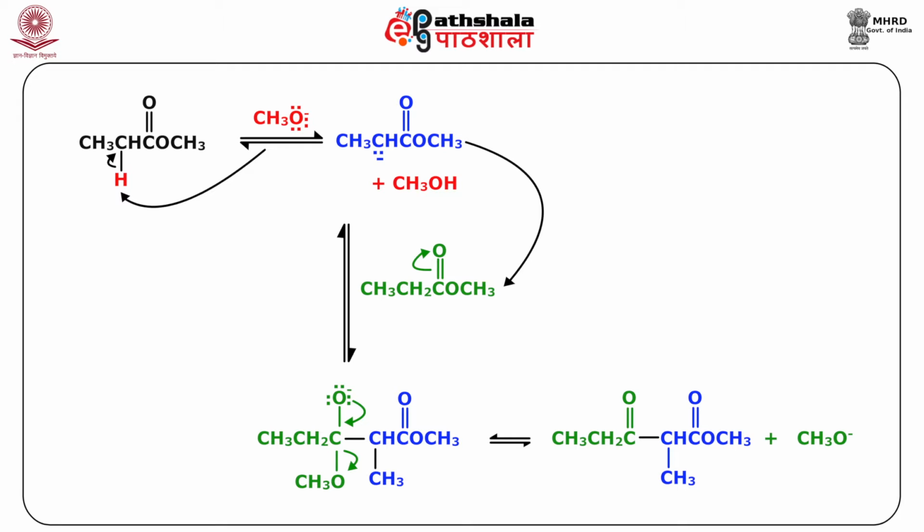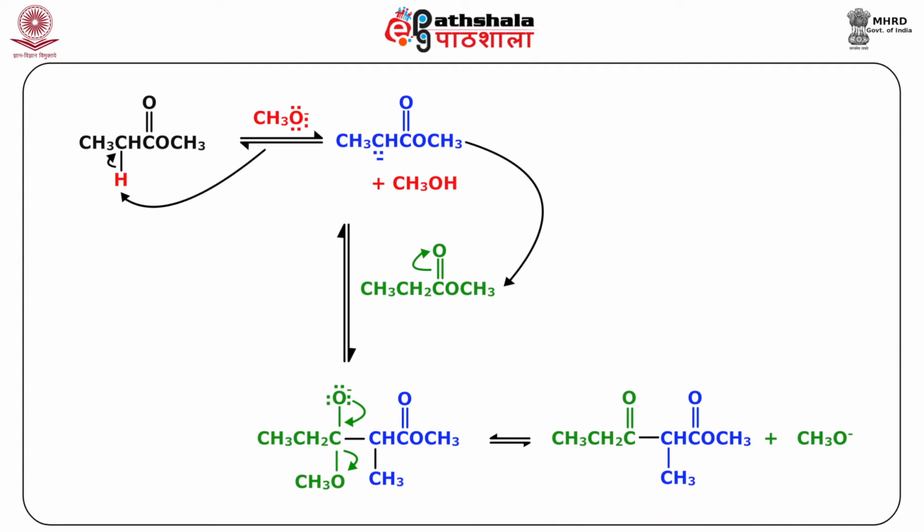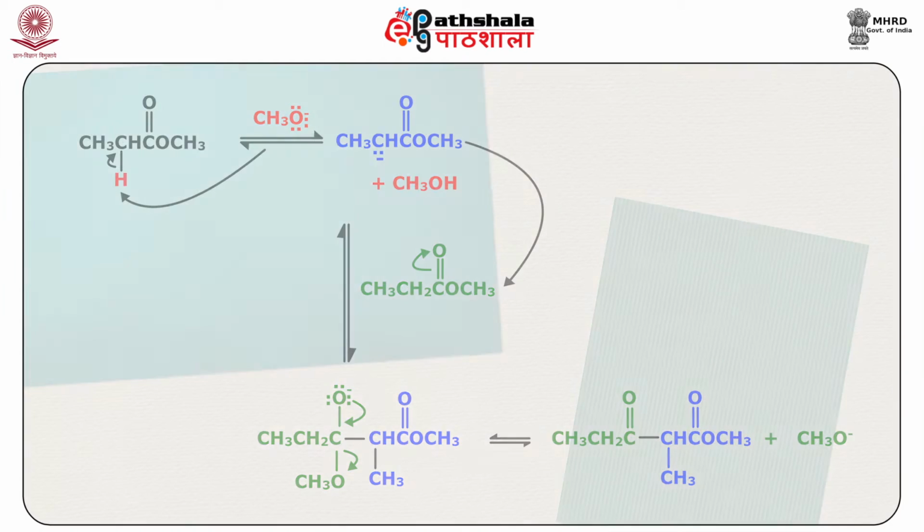And further on, this alkoxide ion will be expelling out the OCH3 minus, which is a good leaving group, and the resulting product is this beta keto ester. Notice that the methyl here is coming in the side because the alpha carbon has attacked the carbonyl carbon of the other ester molecule. So, this is how the mechanism goes.